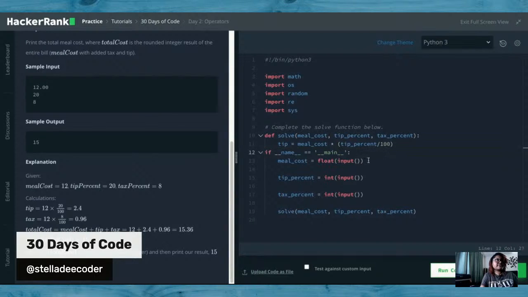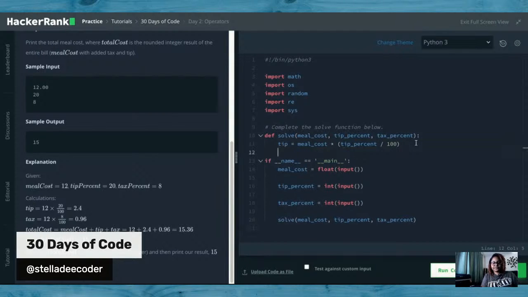And we're going to divide it by 100. I put this in parentheses for order of operation math purposes, so it's not multiplying the meal cost plus the 10% tip percent and then dividing the whole thing by 100. So that's why it's in parentheses.